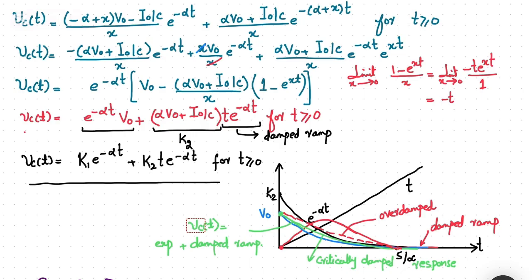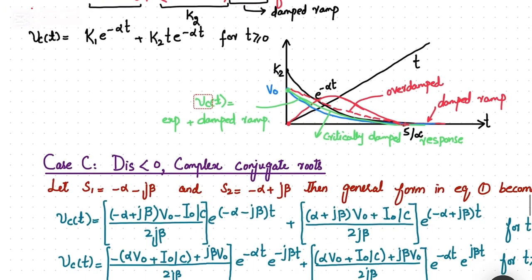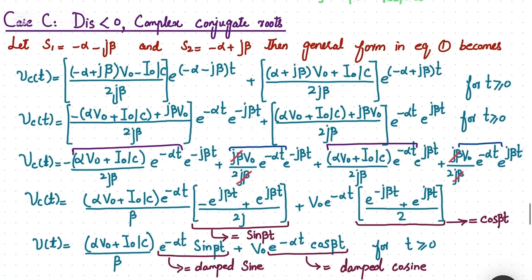When we have calculated our roots and we know that the roots are real and equal, then we can insert the values of the roots in this equation, minus alpha t over here, and then we can calculate k1 and k2 based on the initial values of capacitor voltage and inductor current, by evaluating this equation at t equal to 0, and then calculating the derivative of this equation, multiplying it by C, and evaluating that at t equal to 0. Let's check the third case.